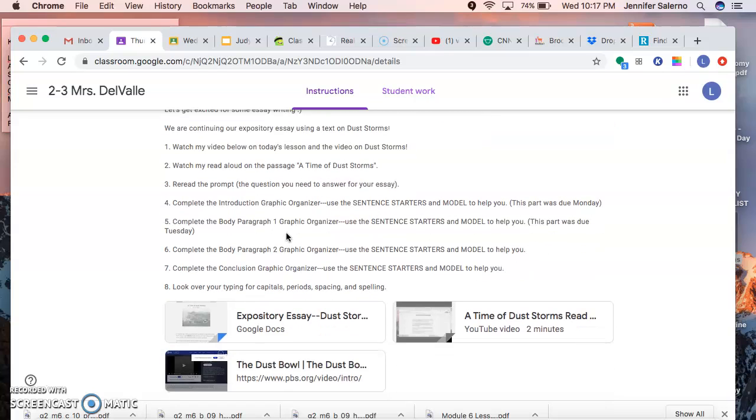And then if, like I said, you are all caught up, you are going to come down to number 7 because today you are completing your conclusion graphic organizer. And as always, when you're typing, look for capitals, periods, spacing, and spelling.